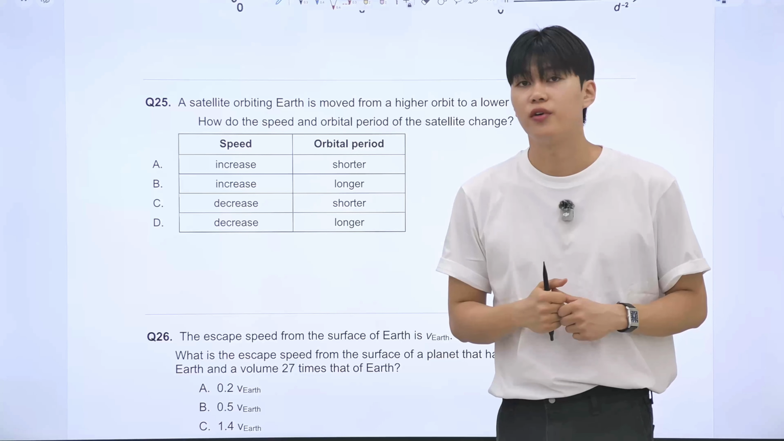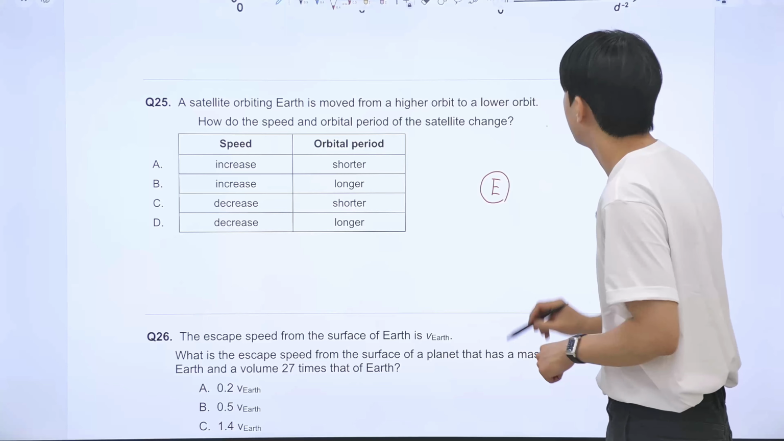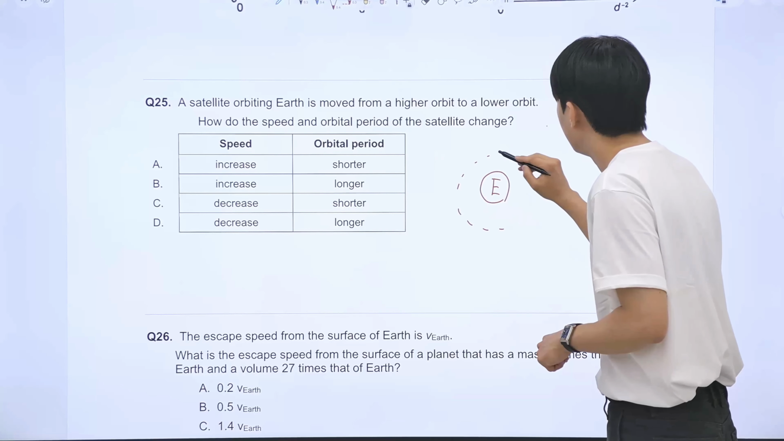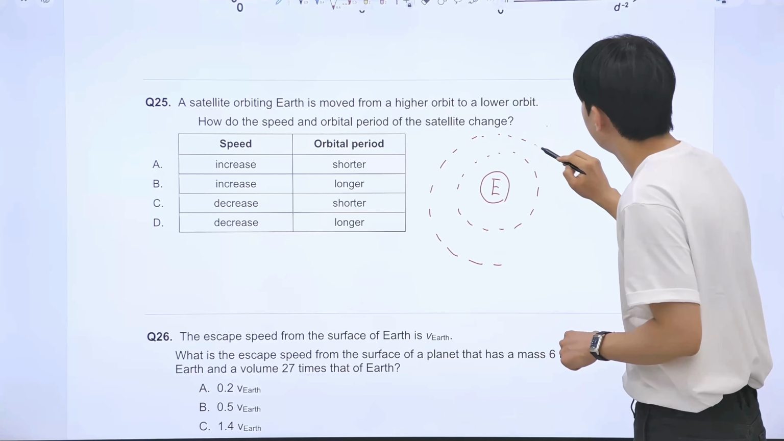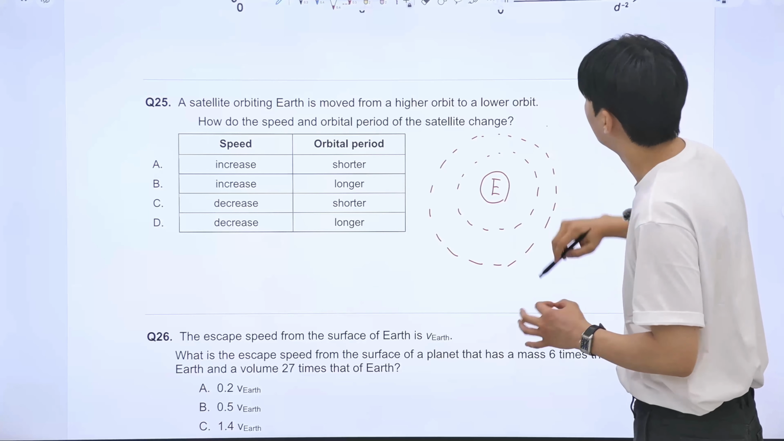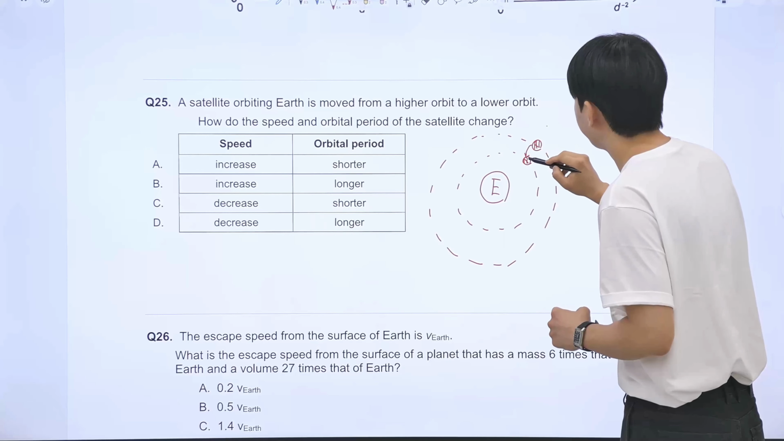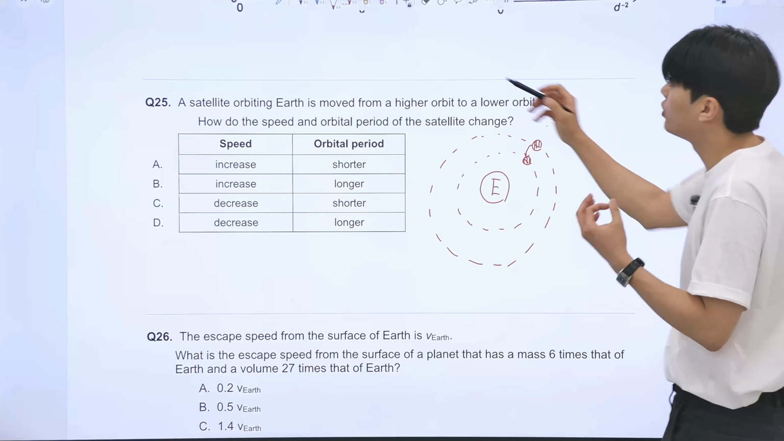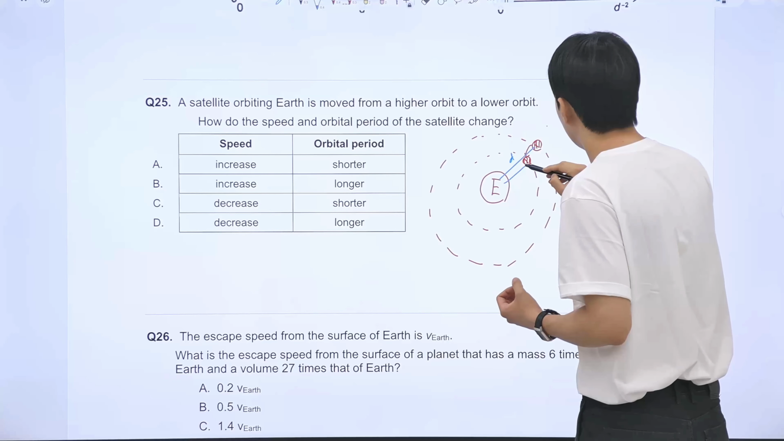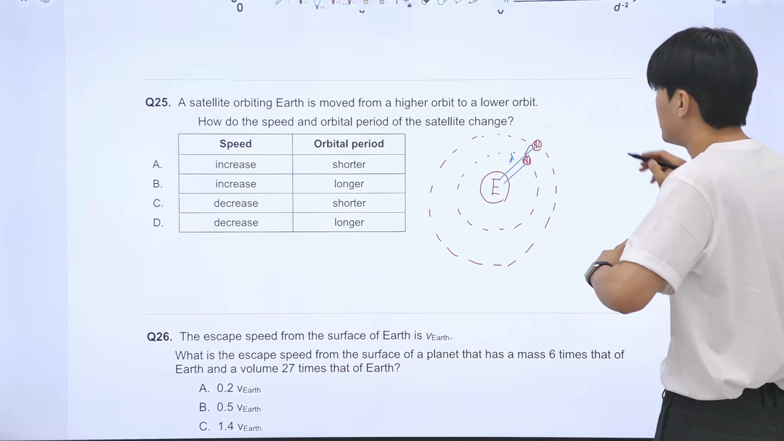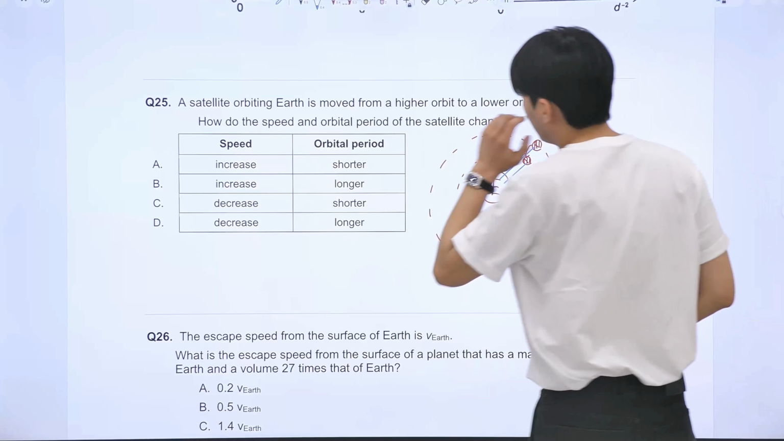Moving to question 25, we have a satellite orbiting the Earth, with the Earth at the center, and the satellite orbiting around the Earth. But we have two orbits here, right? A higher orbit and a lower orbit, and the situation is a move from the higher orbit to the lower orbit. If you think about it, the only change is that the distance between them gets closer, which means the distance decreases. So d decreases. And they talk about the speed and orbital period.